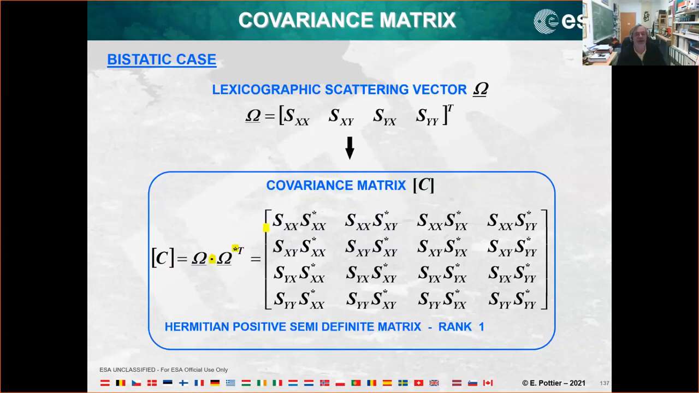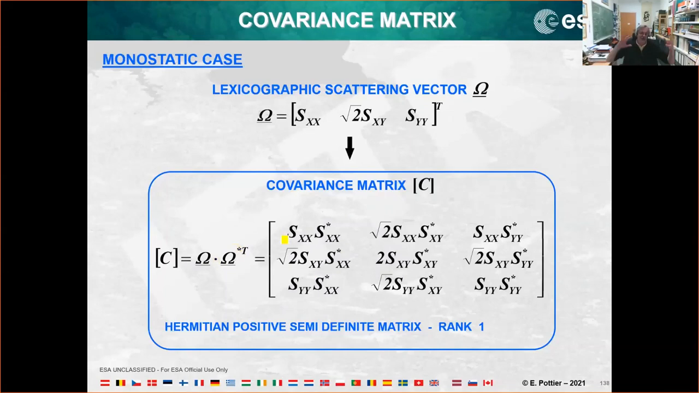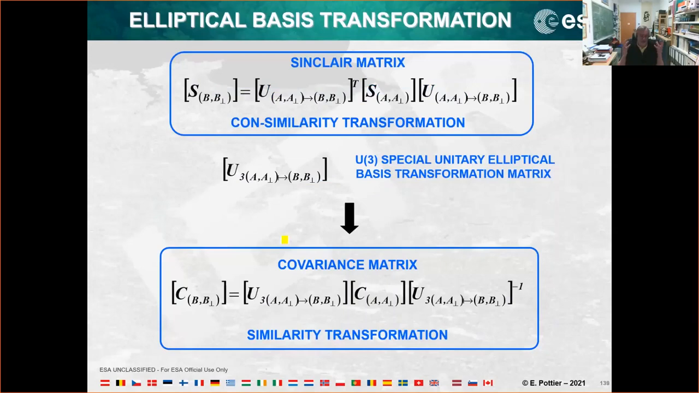Okay, so if I continue the presentation of my covariance matrix, this is in the bistatic case, and in the monostatic case, I can reduce to a 3x3 dimension because remember, HV equals VH. Here also, I can introduce the elliptical basis transformation. I can use the same matrix to reconstruct the covariance matrix in another elliptical basis. So it is exactly like the coherency matrix.